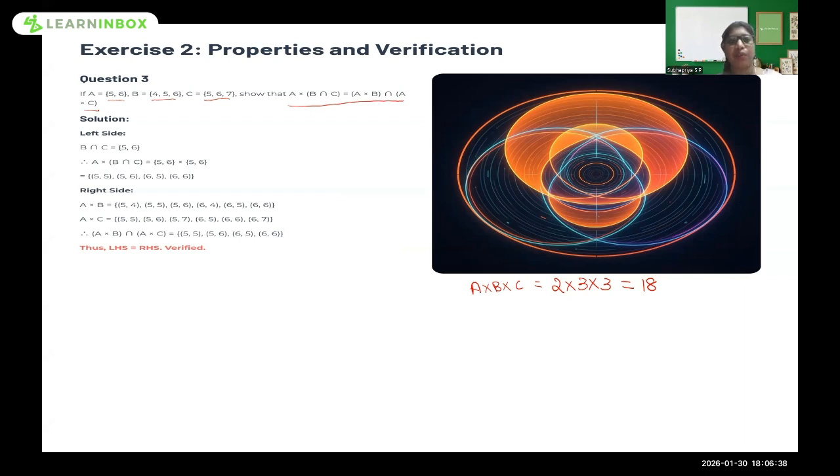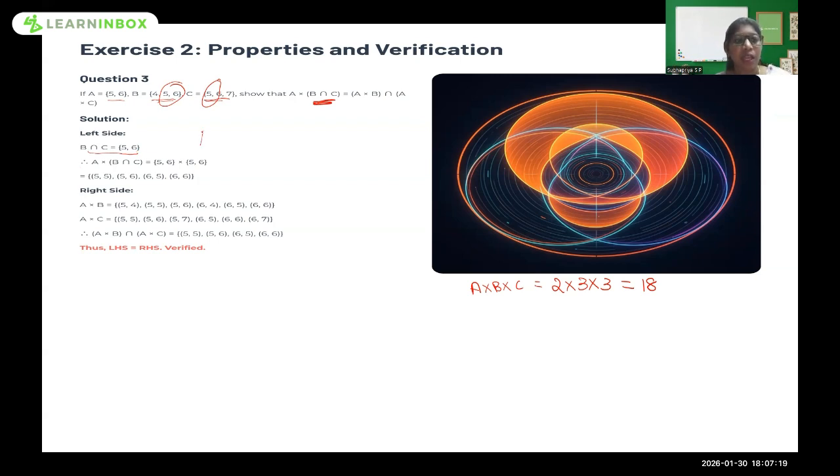So for that, we have to find our LHS, that is our left-hand side. In that, first, always please check the brackets first, then do the remaining. So here the bracket is B intersection C. B intersection C means what are the elements similar in B and C? 5 and 6 are the elements similar in B and C. So we have written B intersection C equal to 5, 6. Now we have to do A cross (B intersection C).